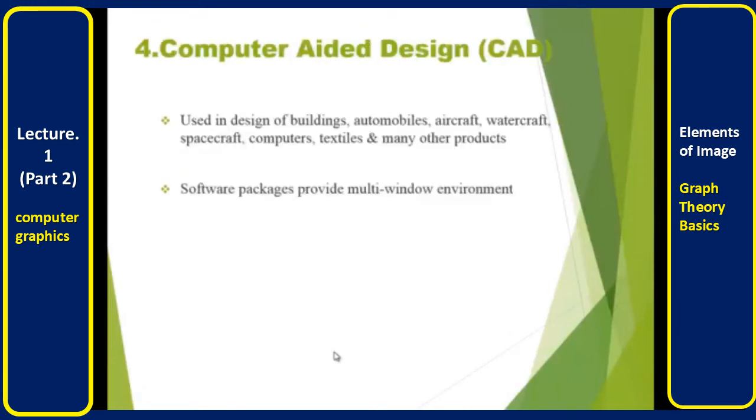And the fourth application of computer graphics is in the field of computer-aided design. We use it in the design of buildings, automobiles, aircraft, watercraft, spacecraft, computers, textiles, and many other products. Computer-aided design is employed in the design of tools and machinery used in the manufacture of components and in the drafting and design of all types of buildings, from small residential houses to the largest commercial and industrial structures, for example hospitals and factories.